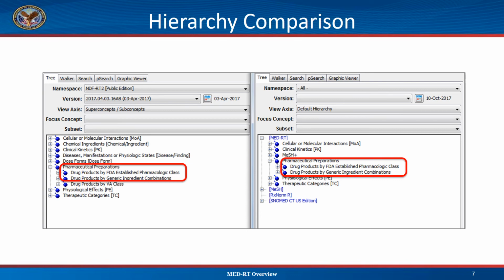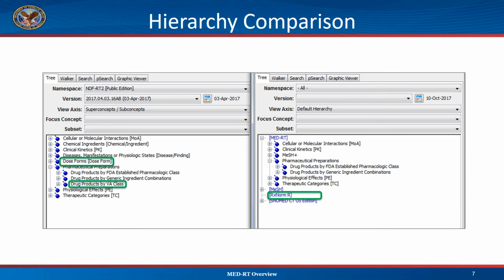In NDF-RT, the pharmaceutical preparations hierarchy stored information about drug ingredients. The EPCs remain here in MED-RT. The drug products by generic ingredient combinations, an alphabetized list of ingredients, also remains, but now provides associations to RxNorm ingredients instead of ingredients in NDF. The notable change in the pharmaceutical preparations hierarchy is that the drug products by VA class goes away now that RxNorm is being used as the source of ingredients as an external terminology. Just like the MOAs, EPCs, and PKs, the PE and TC hierarchies continue to be owned and maintained by MED-RT, and the hierarchies remain unchanged.